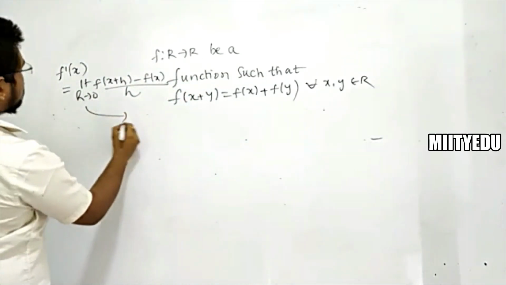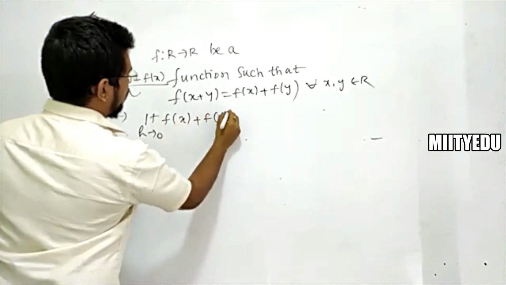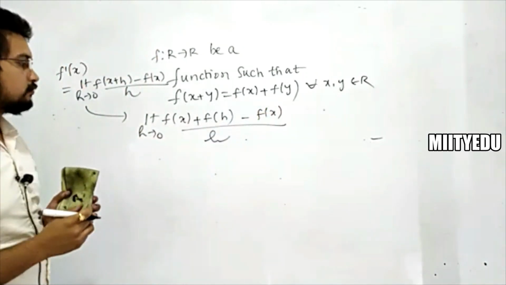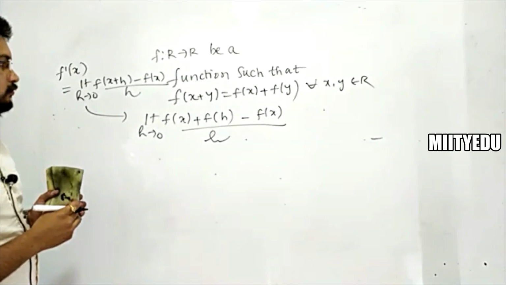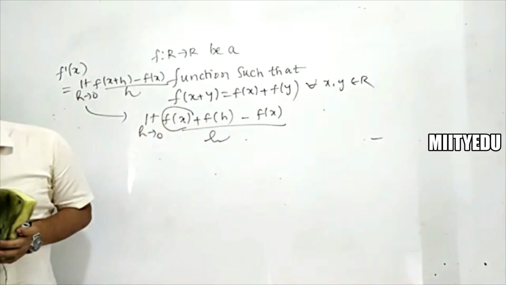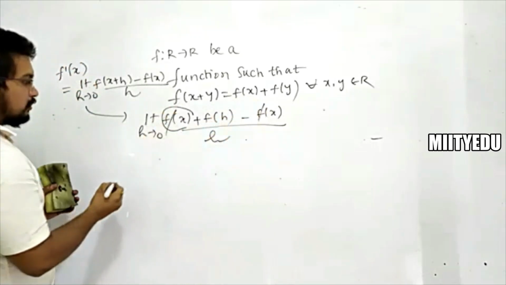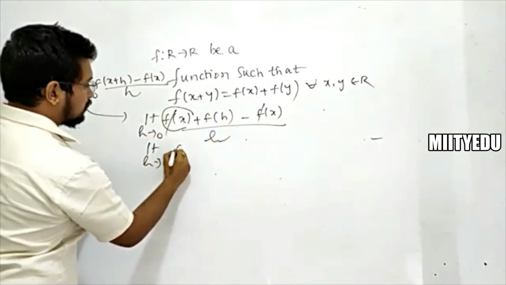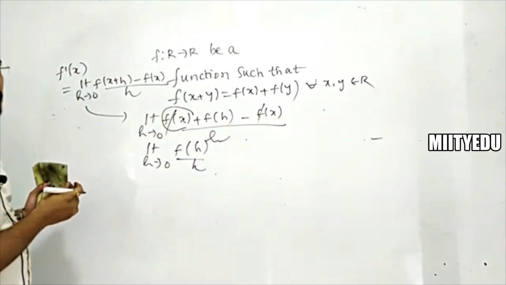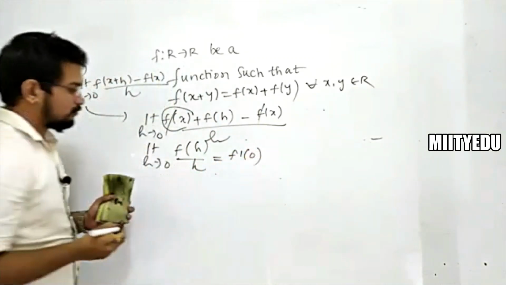If I take this into consideration, this will be limit h tends to 0, f of x plus f of h minus f of x divided by h. F of x plus h is nothing but f of x plus f of h, that is what you are writing here. If I eliminate this part, what you get is limit h tends to 0, f of h by h. This is nothing but your f dash 0.